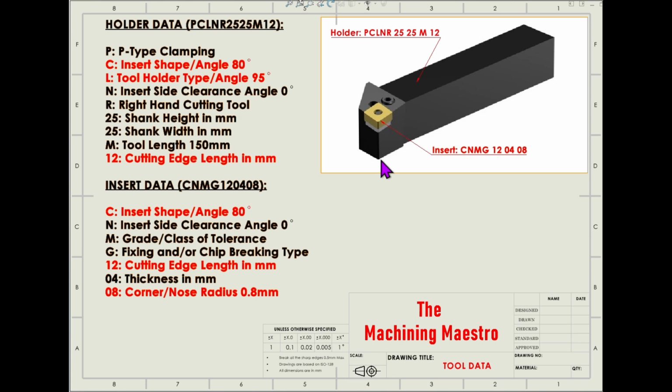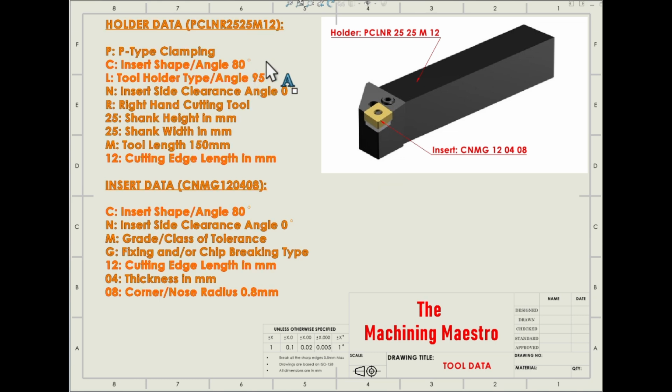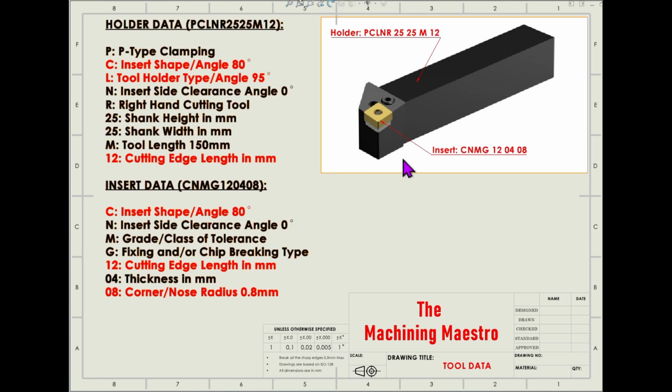12 is the cutting edge length in mm. The cutting edge length is the length between the two adjacent sides of the insert, which is 12. 04 is the thickness of the insert in mm, and 08 is the corner radius or nose radius, which is in mm, but 0.8 mm, not 8 mm, it's 0.8 mm. So you see the CL12, C1208, these I have highlighted in red color letters.